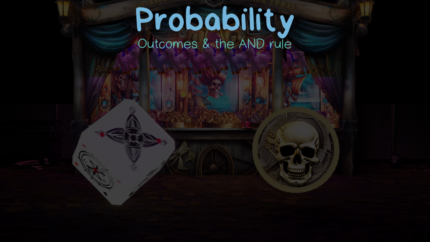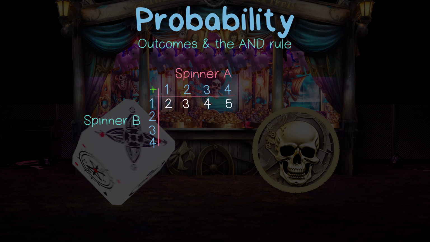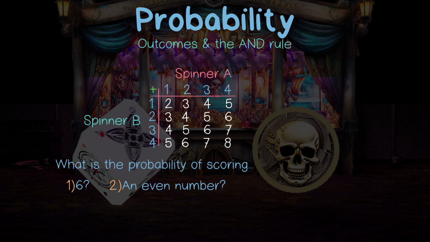Now let's discuss a scenario where you have 2 spinners labelled 1 to 4, and when they're spun, we add the values that each spinner lands on. And we can list all of their results in a sample space diagram again, helping to organise and visualise them. And our question asks us to find the probability of getting a 6.